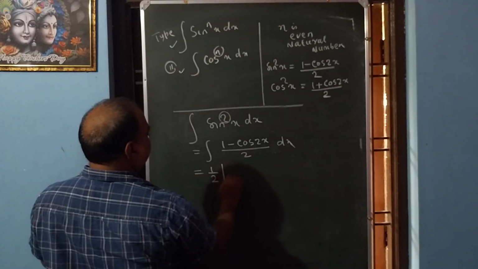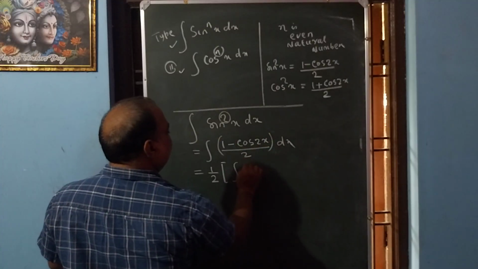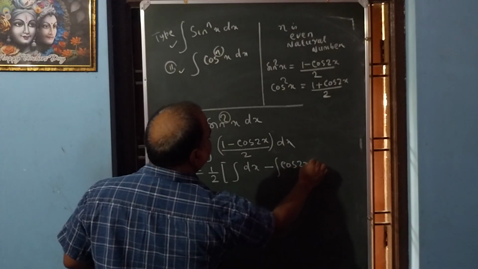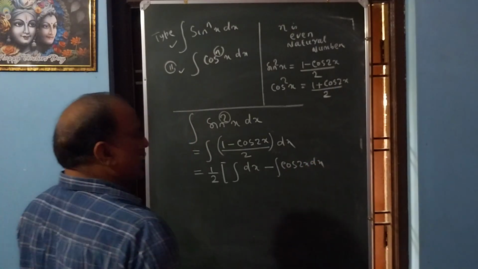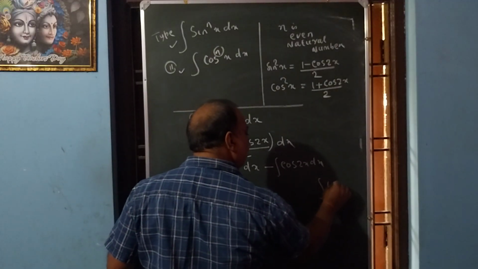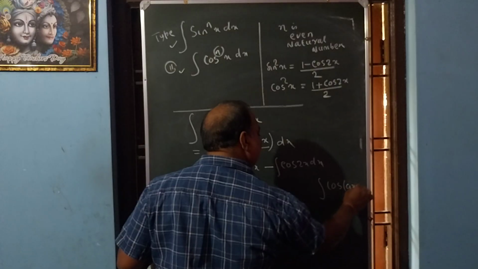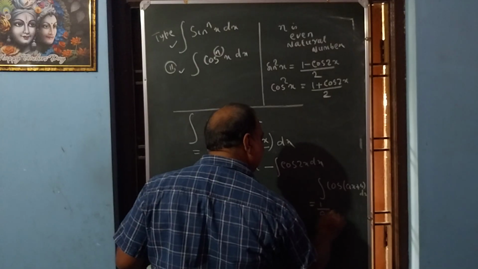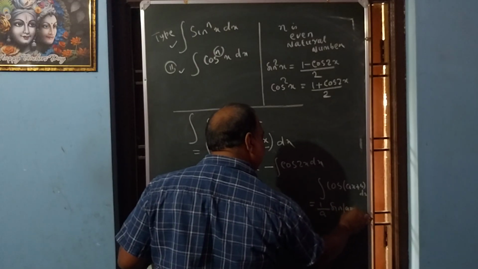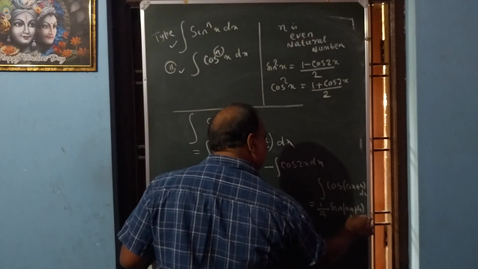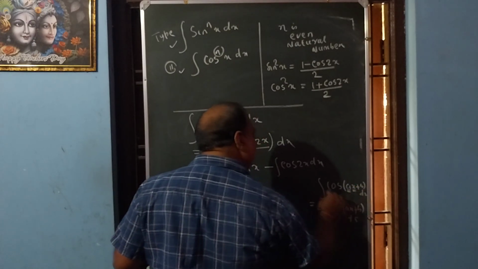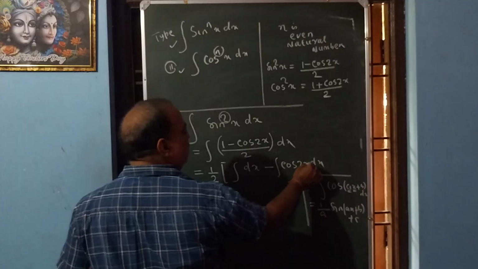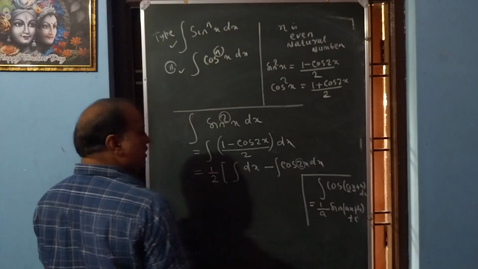We get integration of dx minus integration of cos 2x dx. We know that integration of cos ax plus b dx, the result will be 1 by a sin ax plus b plus c. The coefficient of x is divided here. You know, this is the formula I have already discussed. So here you see the coefficient of x is 2, so that will be divided there.